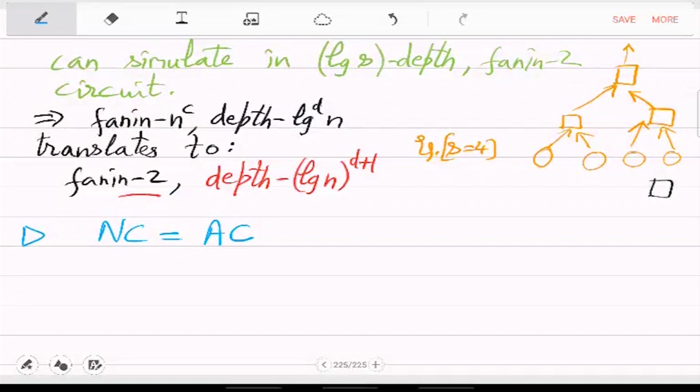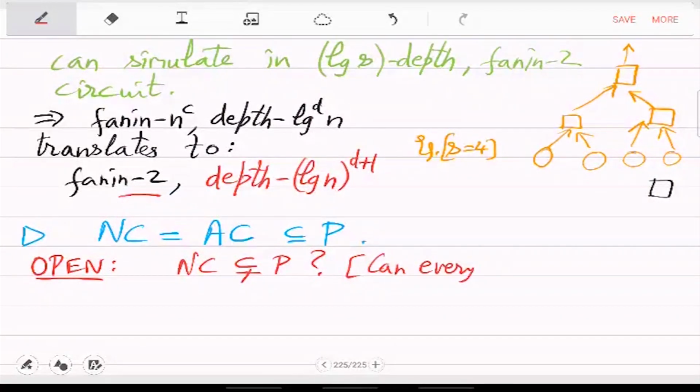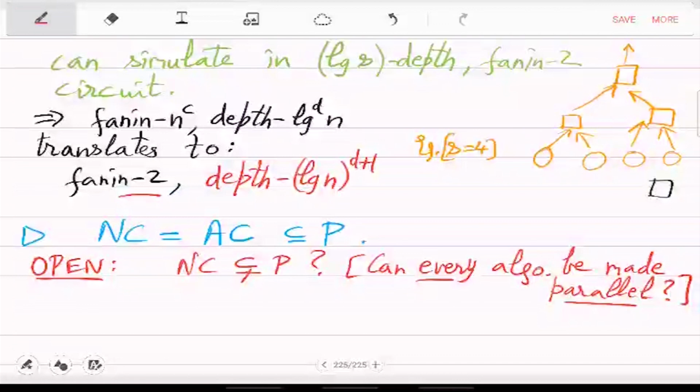They are equal, and in terms of time, what does it mean? Well, since this is a parallel algorithm, it's also sequential, so it's in P. Okay, that should be clear. And the open question, of course, here is whether NC is a proper subset of P or not, right? Which is like asking, can every algorithm be made parallel? Okay, an efficient algorithm, can it always be made parallel? And we don't expect so. We conjecture that NC is not equal to P, but this is an open question.